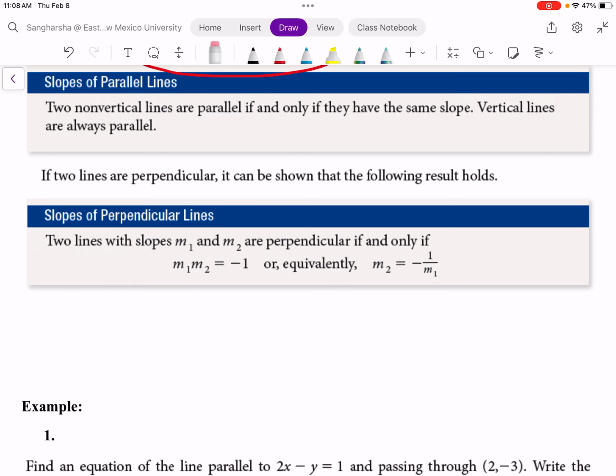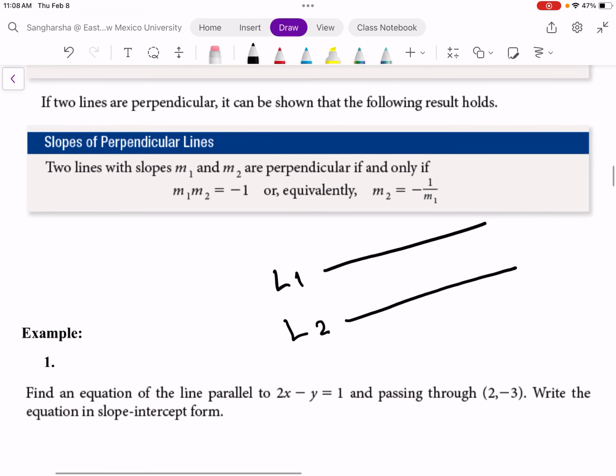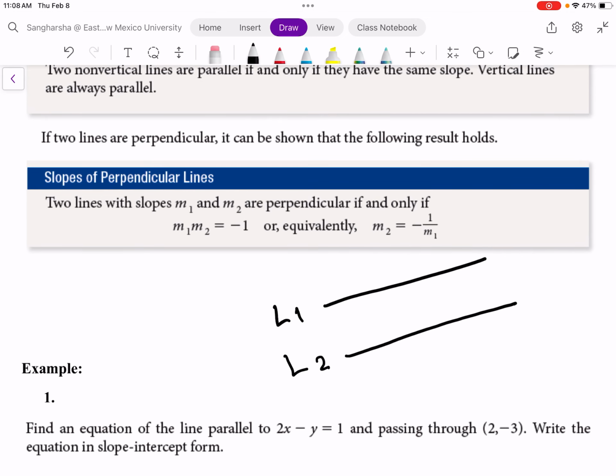Let's take two different lines here. We have this line 1, let me call this L1, and we have line 2. When you extend these two lines on both ends, right or left, all the way to infinity, they never intersect. Then these lines are parallel lines. Now in terms of slope, let's call m1 the slope for line L1, and m2 the slope for line L2.